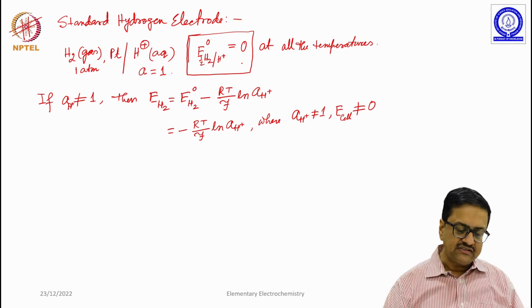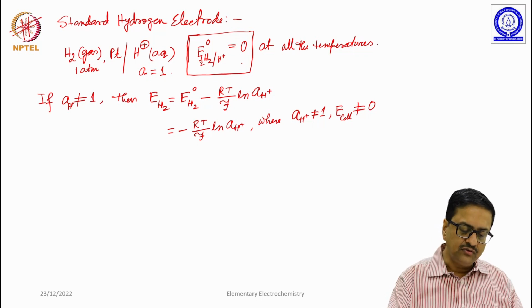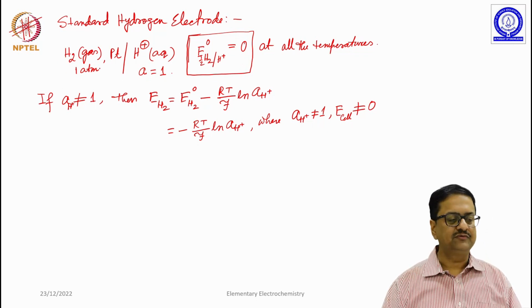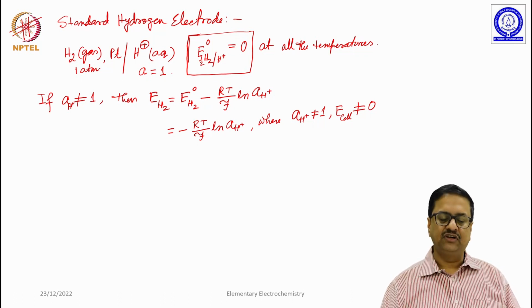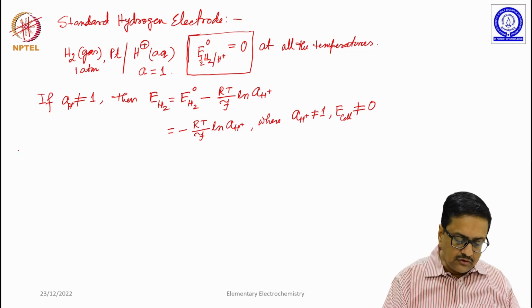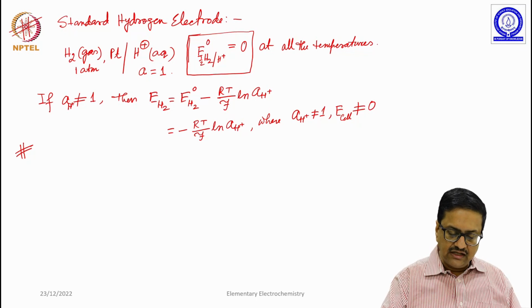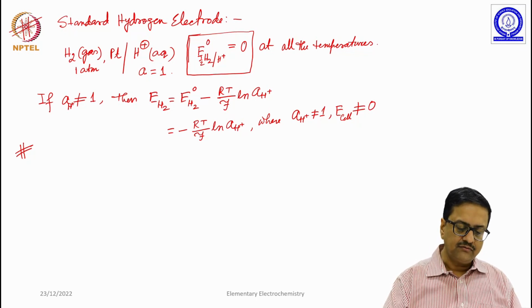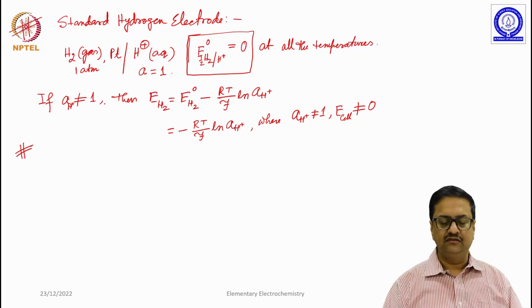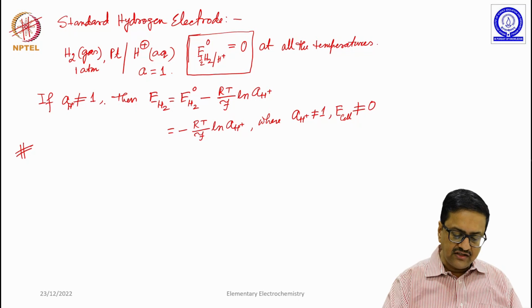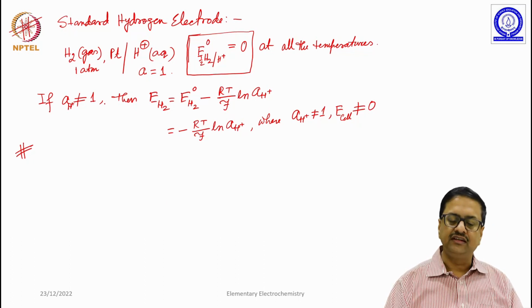But then what happens is, it is very difficult always to use hydrogen gas at 1 atmospheric pressure, because it is a flammable gas and this electrode is a cumbersome electrode. So, to avoid such a situation, one can use another standard electrode. First, you couple it with the standard hydrogen electrode, determine its electrode potential, and use that electrode to calibrate the other possible electrodes that you may be using in your lab.